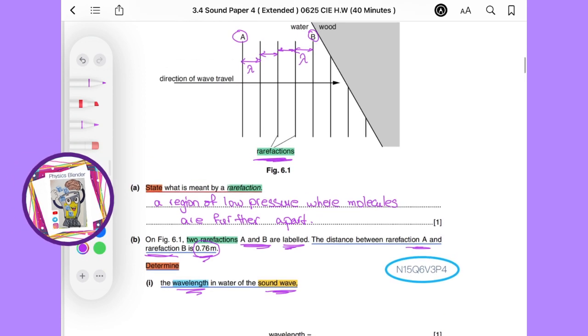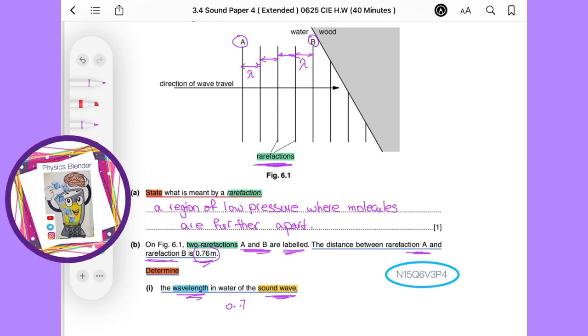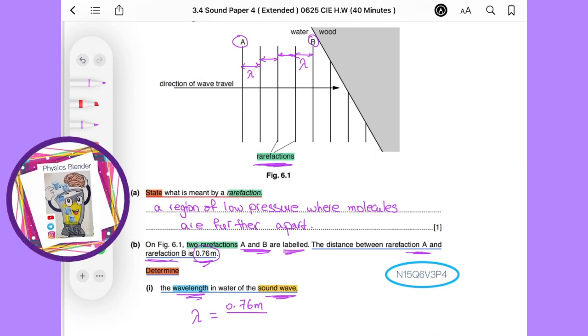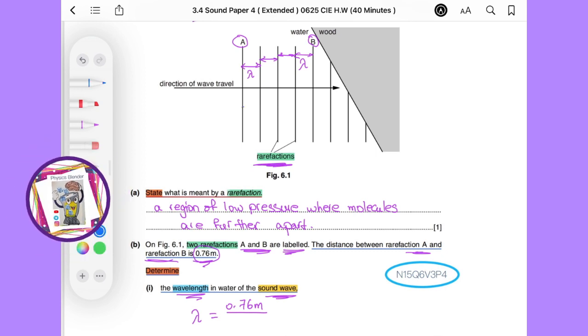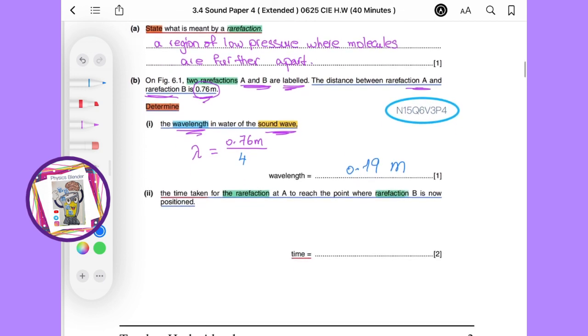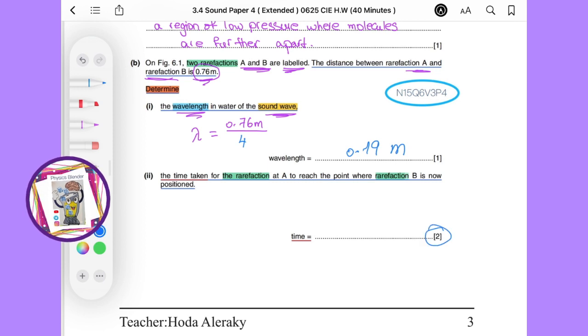So you have to divide this distance, which is 0.76 meters. So the wavelength is equal to 0.76 meters, all this distance from A to B. Okay, you have to divide this by 4 because we have here 4 wavelengths. The answer is 0.19 meters. Is it clear? Okay, the second part is challenging because we have here many steps, 2 steps.